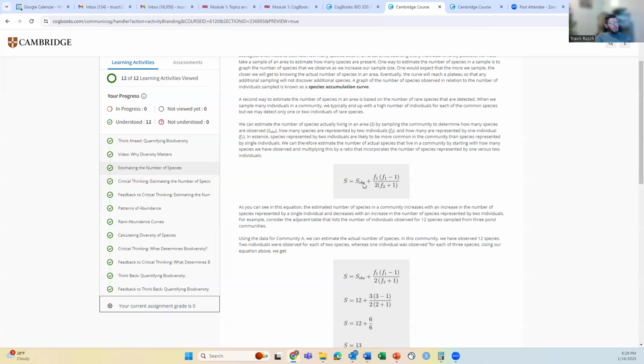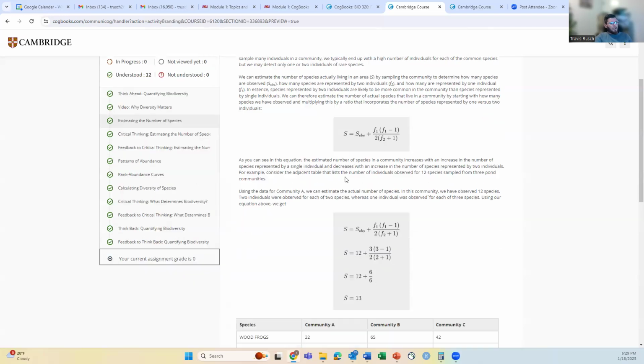Yeah, so it's the species that we observe during whatever our observation, collection, or trapping event happens to be. And then what are these F1 and F2s? How many were one and how many were two? Yeah, so F1 is how many species had just one individual of that species observed or collected. And F2 is how many species in that community had two individuals observed or collected, right? And this 2, that's just a constant. And then this is the formula, right?